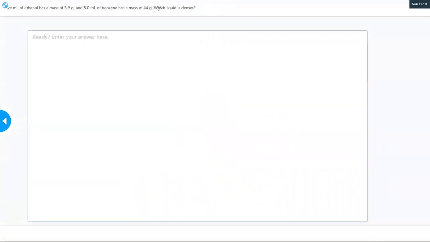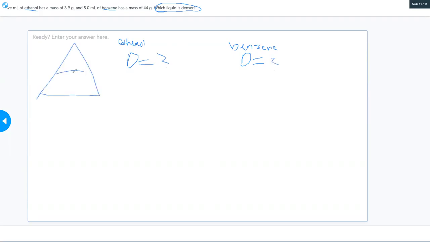Again, we want to look for our question: which liquid is denser? Since it's saying which liquid, that means we're going to need two densities. And let's see which liquids there are. We have ethanol. And we have benzene. So there's our two liquids. Again, pardon my handwriting. It's not that great on this thing. So we're looking for two different densities. Again, with the triangle, DMV, remember division, multiplication. So we cross out the D and we're left with M over V. So we need a mass for this one and a volume for this one. We need a mass for this one and a volume for this one.